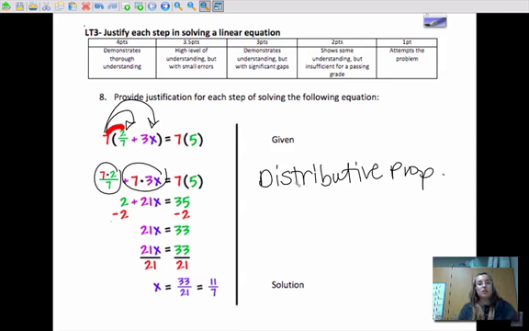So you need to make sure that you go back and look at Learning Target 3. I think we watched it in the first or second video. We talked about those properties and what they're actually called.